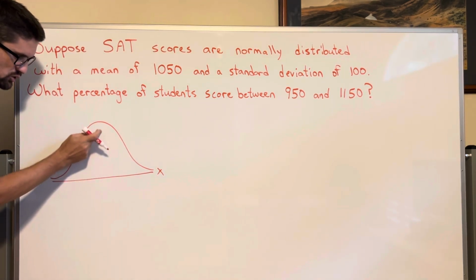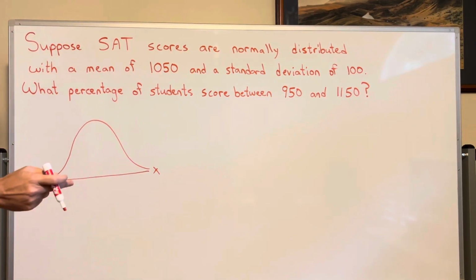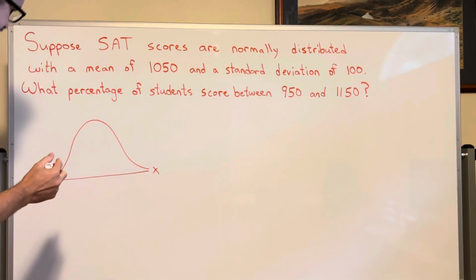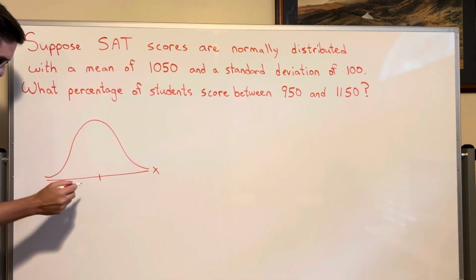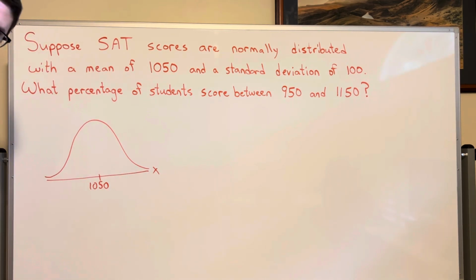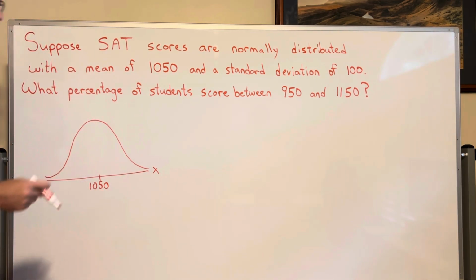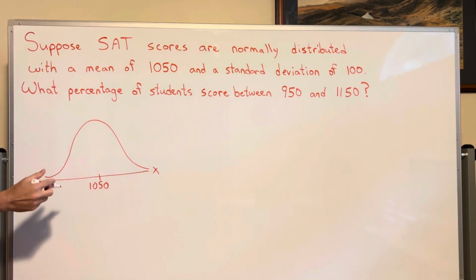So the middle, which has the highest probability of occurring, is the mean, which is given to us as 1050. So 1050 is in the middle. Now, what's the percentage of students that score between 950 and 1150?